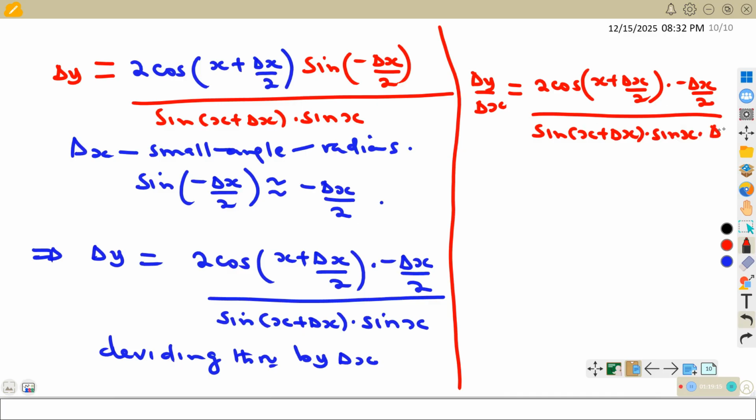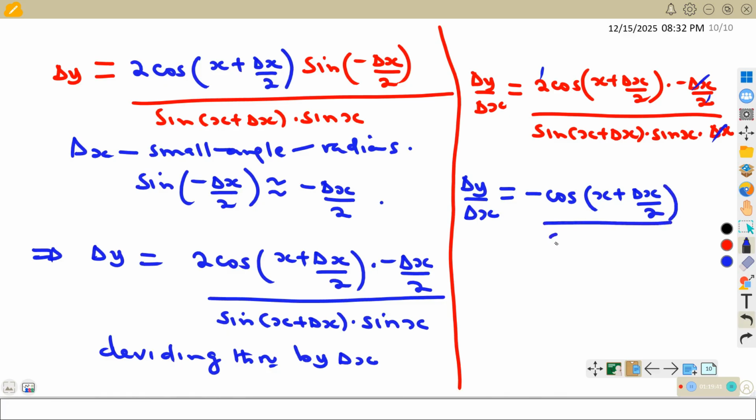But remember, we are dividing both sides by delta x. So delta x on this side and also on the other side. When we do that, this delta x and this will cancel. We shall remain with delta y upon delta x equal to negative cos of (x plus delta x) over 2, divided by sine of (x plus delta x) times sine of x.